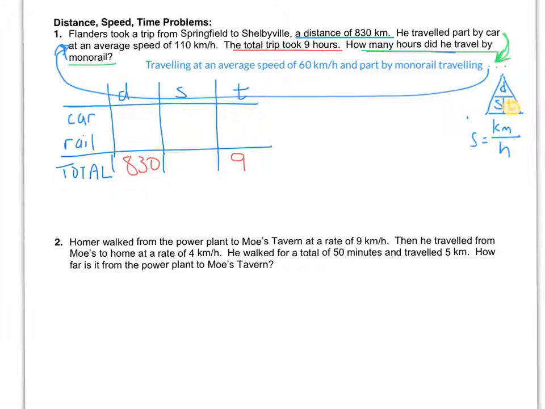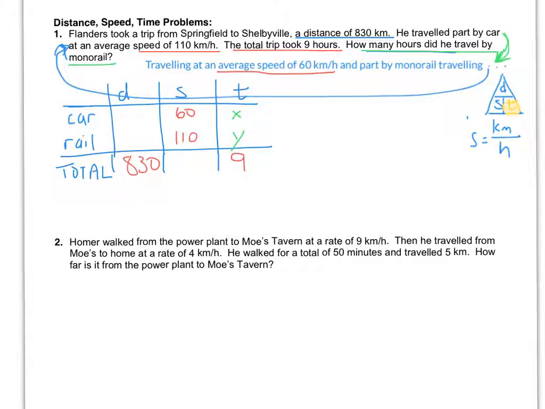So I could let my variables be the times. The times could be the C for car and R for rail, or M for monorail. I'm going to go with X and Y because that's what I'm going to use in my Desmos. The other information I haven't included in my chart yet is the average speeds. So the car speed was 60 kilometers per hour, so I'm going to fill this in with 60. And the monorail had an average speed of 110, so it's going to go here.